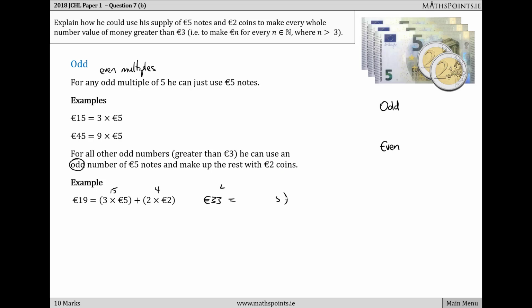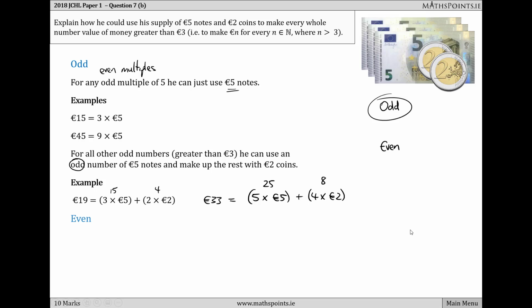So how would we do €33? Well, what we would do is we would use 5 €5 notes. 5 €5 is 25, and then there's €8 remaining, which we would make up with 4 €2 coins. And of course 8 and 25 is €33. So that takes care of all the odd numbers greater than 3. For odd multiples of 5, we're using €5 notes, and then for all other odd numbers, we're going to use a combination of odd number of €5 notes, and we're going to make up the rest with €2 coins.